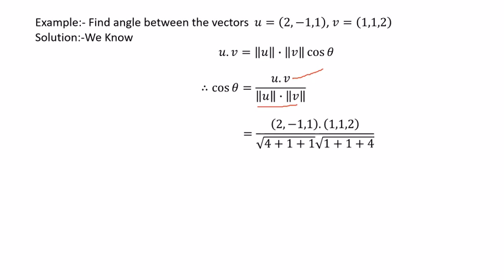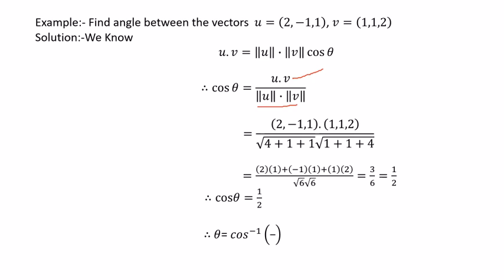That is, after finding the dot product in the numerator we get 2 into 1 plus (-1) into 1 plus 1 into 2, divided by root 6 into root 6, which is equal to 3 by 6, which is equal to 1 by 2. Therefore cos theta is equal to 1 by 2, or you can say theta is equal to cos inverse of 1 by 2, and we know that cos inverse of 1 by 2 is pi by 3. So it's a very simple example of how to find the angle between two vectors, right?